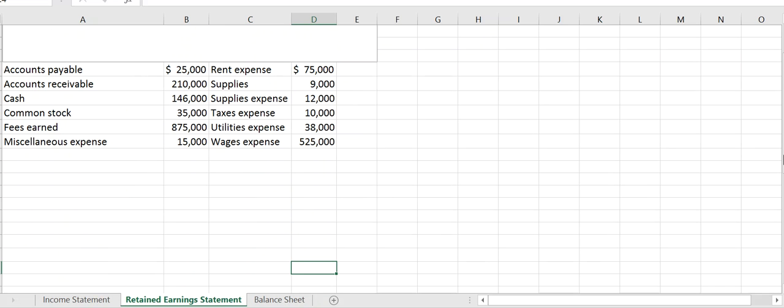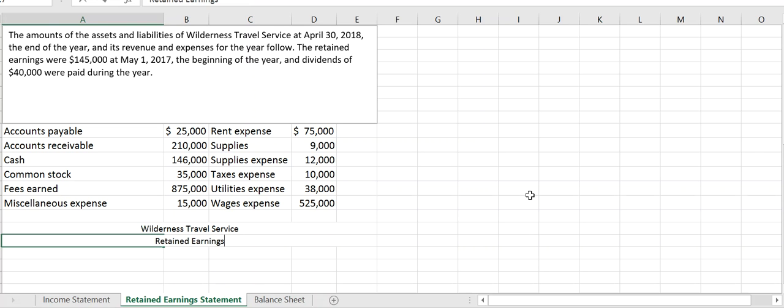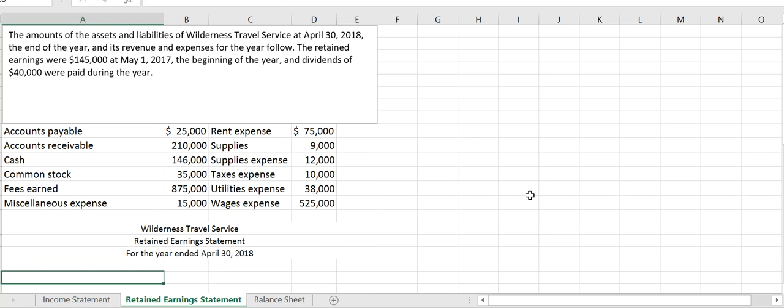We are going to need that $200,000 value to finish our next financial statement, which is our retained earnings statement. For our retained earnings statement, we have to start off the same way that we do our income statement. We need a title, which again includes the name of the company. It includes the statement that we are doing. In this case, it's a retained earnings statement. And again, we have to include the time frame. So just like our income statement, we are going to write for the year ended April 30th, 2018.